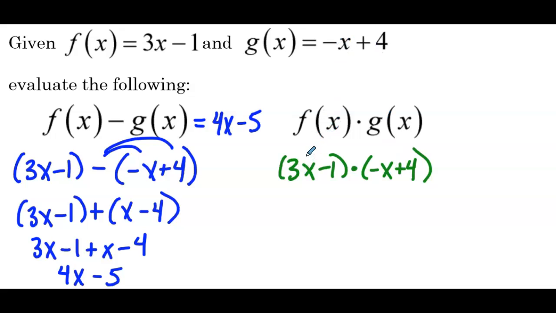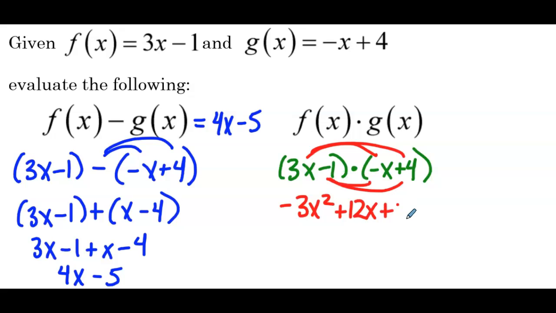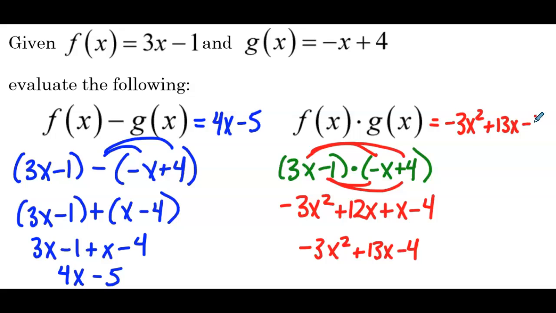I'll use a different color. So we'll distribute the 3x first. So we have negative 3x squared plus 12x. And then we'll distribute the negative 1. So we'd have plus x minus 4. Combining our like terms, we have negative 3x squared plus 13x minus 4. So the product of our two functions is equal to negative 3x squared plus 13x minus 4.